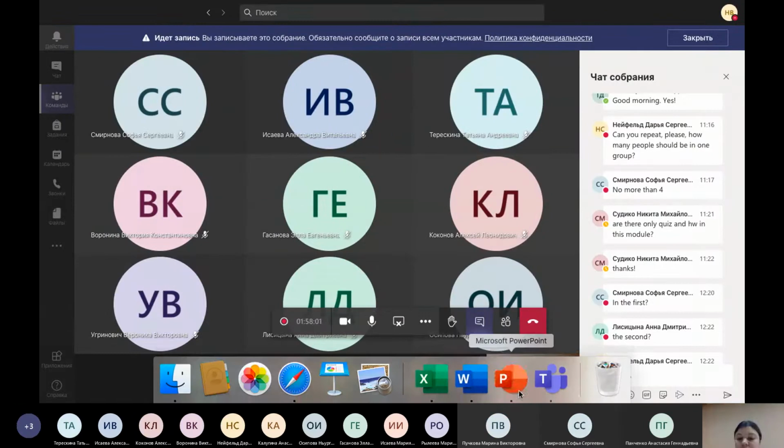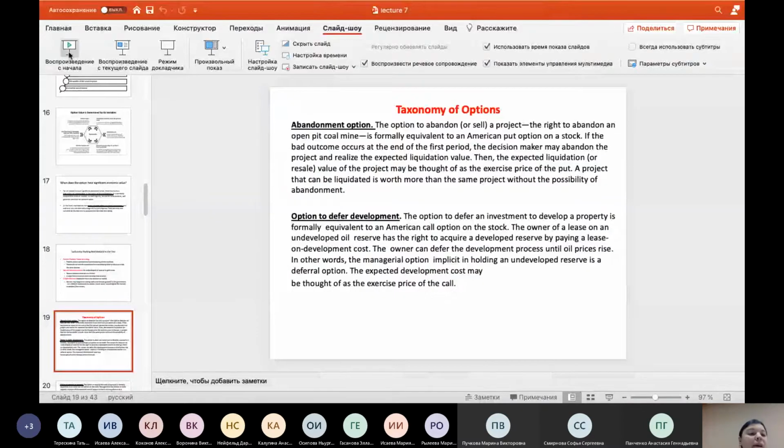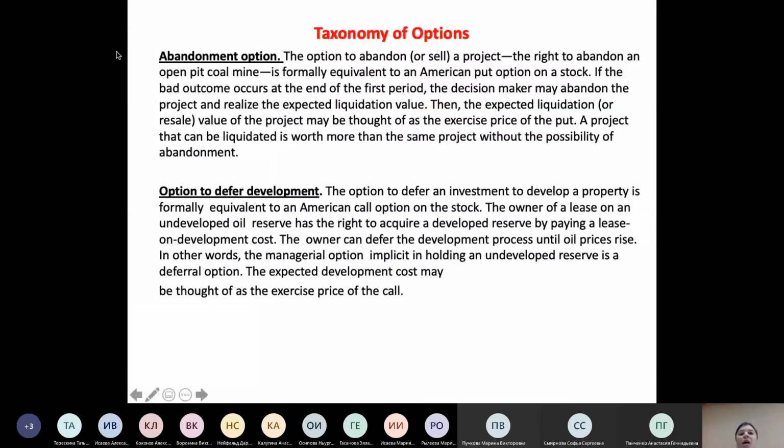Dear colleagues, let's continue our real option valuation.